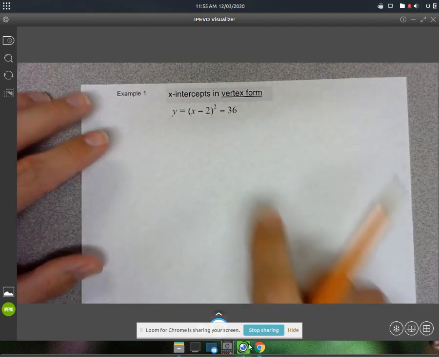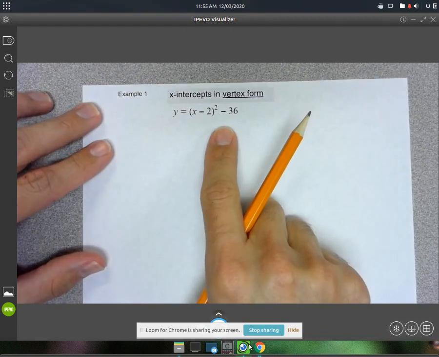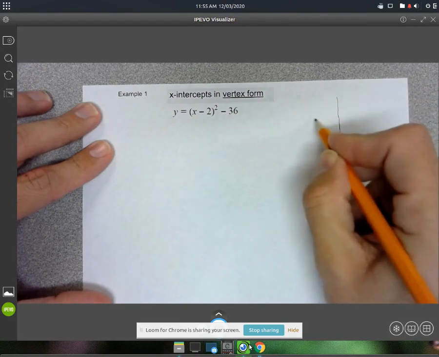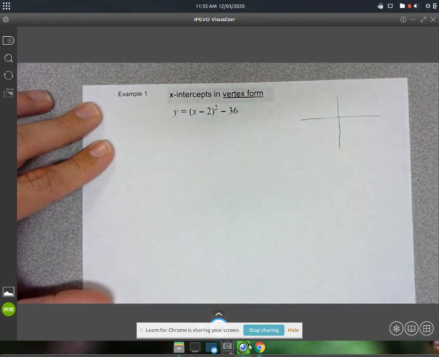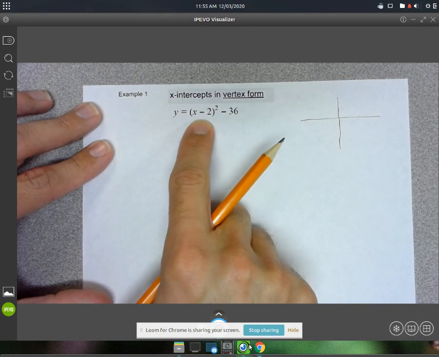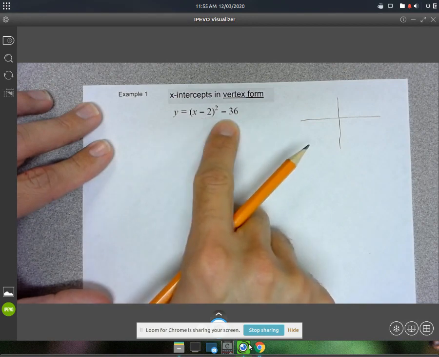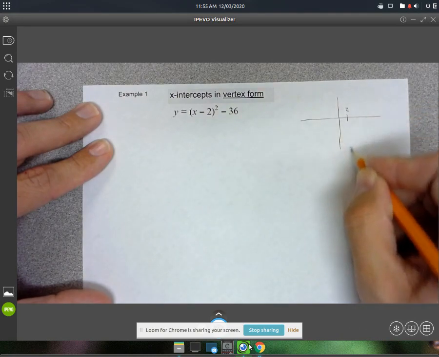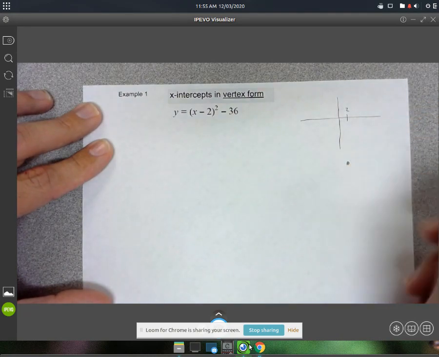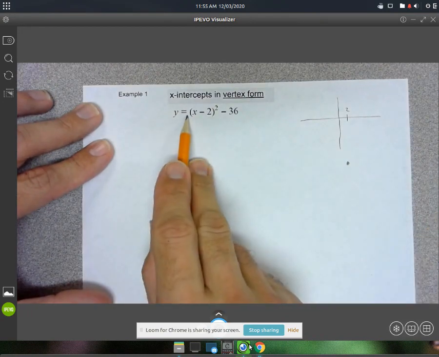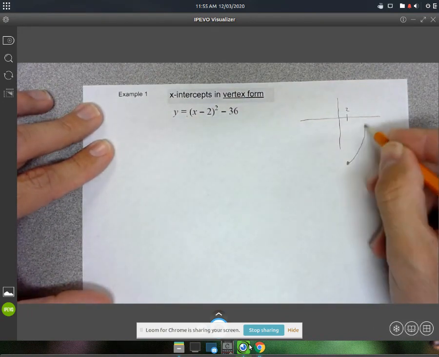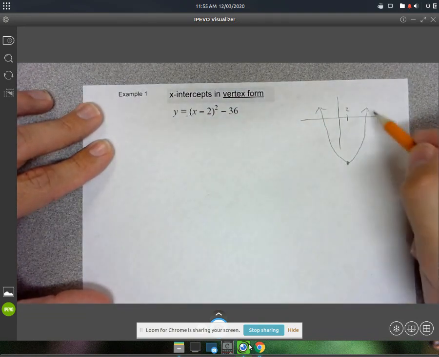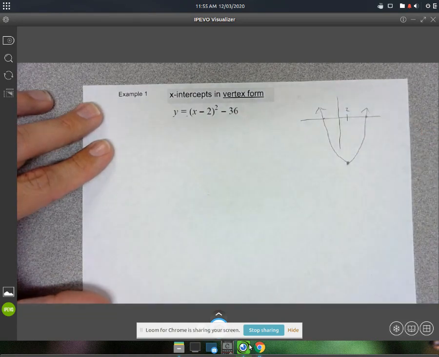So we've got a quadratic here in vertex form. We're going to find its x-intercepts. First I'll graph it so you can see why it has x-intercepts. This is 2 units to the right and down 36, so way down here somewhere. That's the vertex, and it's opening upwards. Something like that. Okay, so these are our 2 x-intercepts that we're going to find.